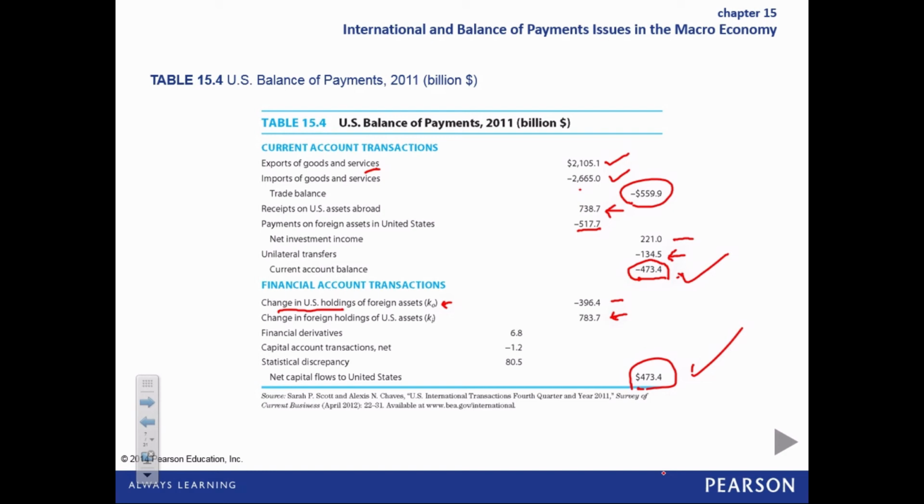Therefore, this is where I said X minus M plus capital inflow minus capital outflow equals 0. Basically, this number plus this negative number would be equal to 0. This is the balance of payment.